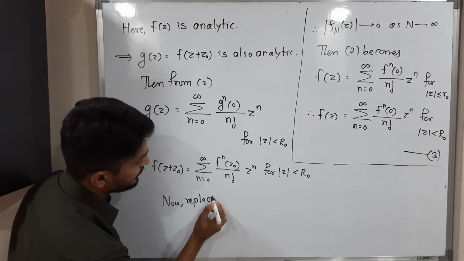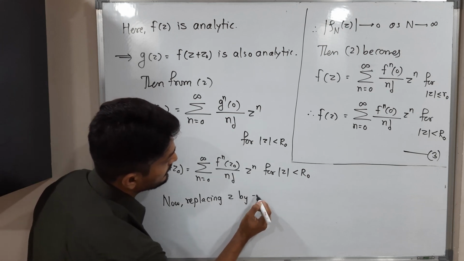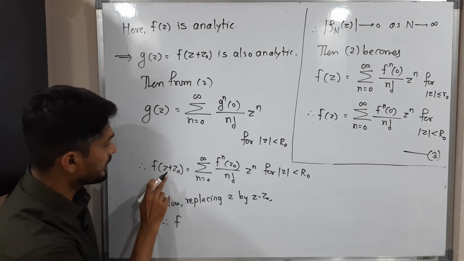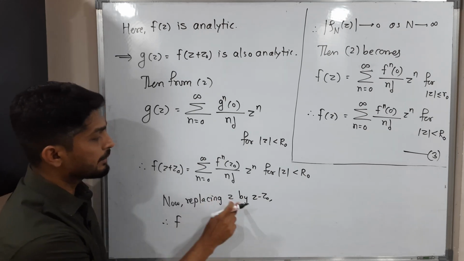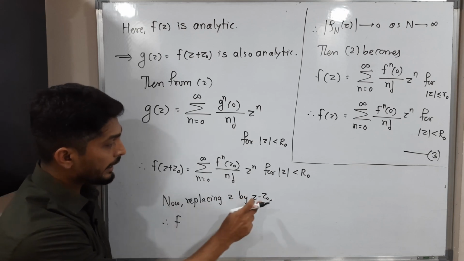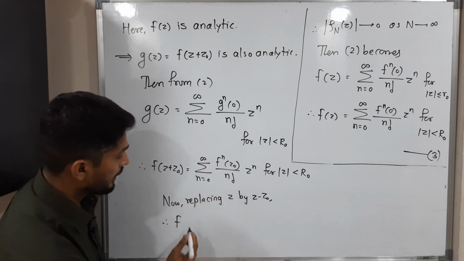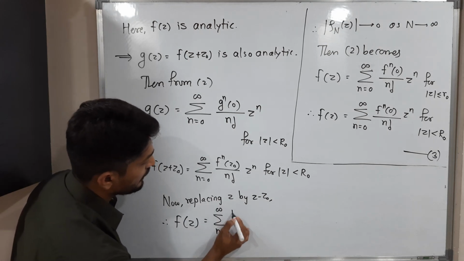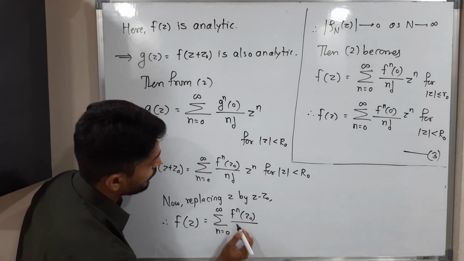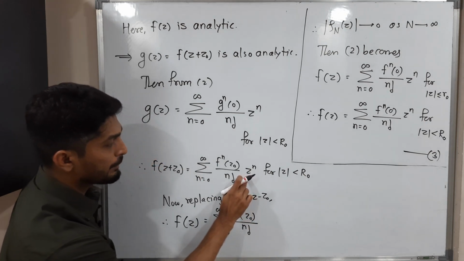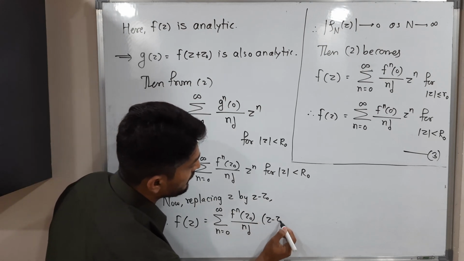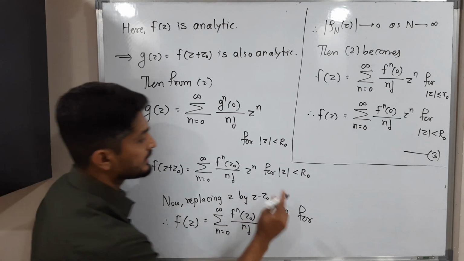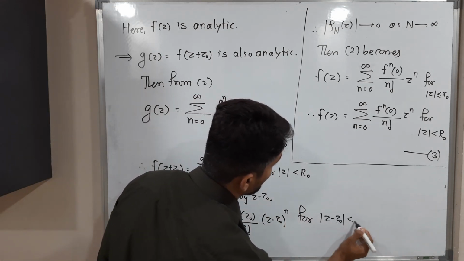Replacing z by z minus z naught everywhere, let us see what will happen. Therefore f of, here also I am replacing z by z minus z naught. So z naught and minus z naught will get cancelled, and we will have f(z) equal to summation n running from 0 to infinity, nth derivative of f at z naught upon n factorial. Here also we should replace z by z minus z naught, raised to n, so |z minus z naught| less than r naught.